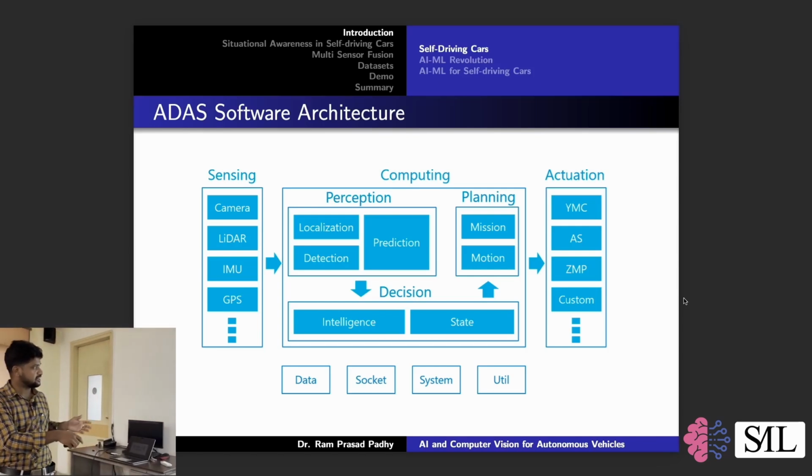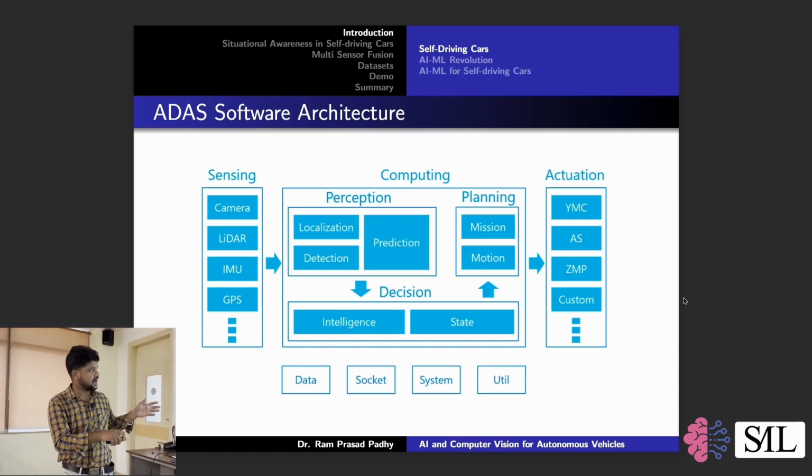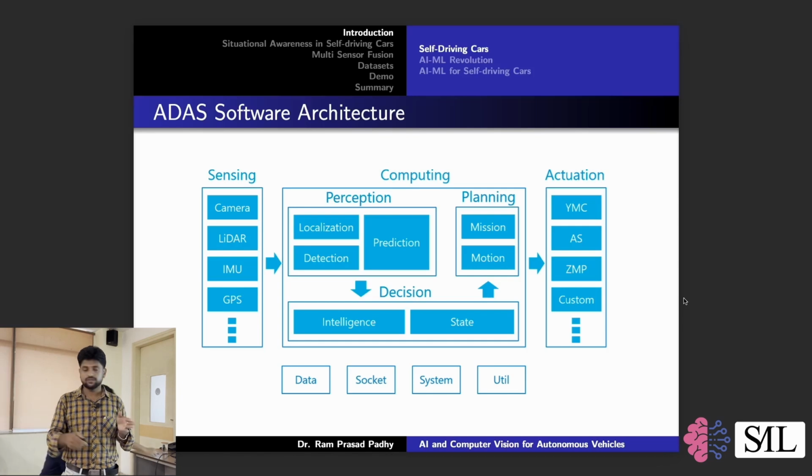Okay. So once we get all the data from all these sensors, how will you perceive the environment? That is where you will find components like localization, detection, and prediction. So what are those? The detection we already know, right? How to detect different kinds of objects in the environment. Then localization means how I will know my position with respect to others in the environment, right?